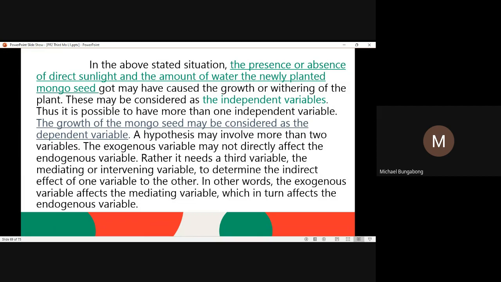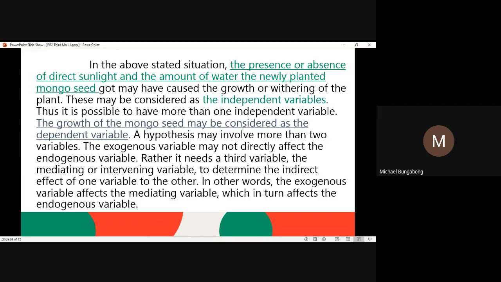Kasi nakadepende talaga yung munggo, no? Kung paano siya tutubo. Kaya nga siya dependent variable. Nakadepende siya kay independent. Kung ano yung nagiging cause ni independent variable, yun ang magiging reaction ni dependent variable. Eh dahil nga yung independent natin dito, yung absent ng sunlight at ng water, naapektuhan yung pagtubo ni munggo. Kaya siya dependent variable. Okay?